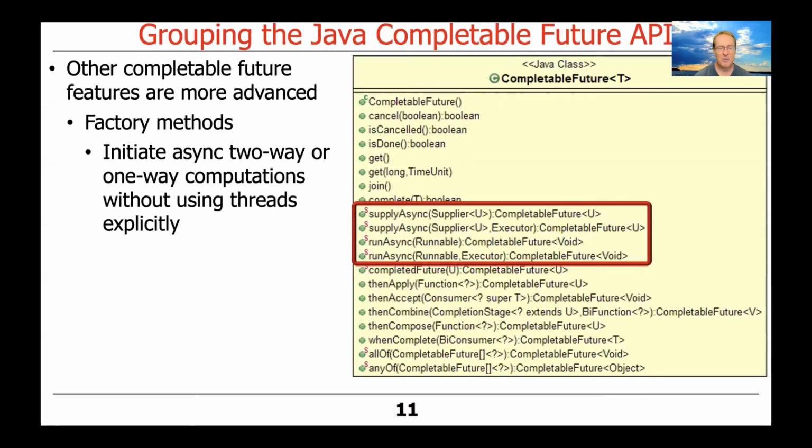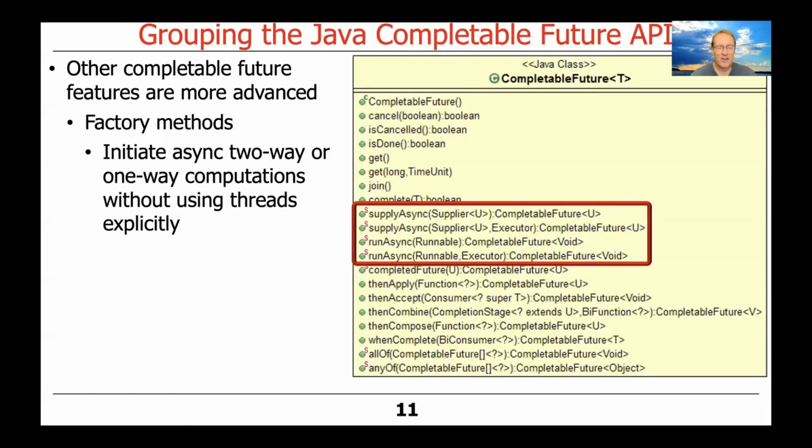So what is a factory method? Of course, you hopefully remember the factory method pattern from the Gang of Four book and other patterns-oriented literature you may have read or been exposed to in other classes or through your own self-study. A factory method is basically something that creates a result. In this case, there are 4 factory methods defined in the Completable Future API, and they're 2 pairs. The first pair will initiate asynchronous two-way computations, and these are the supplyAsync methods. The second pair is called runAsync, and that initiates one-way computations.